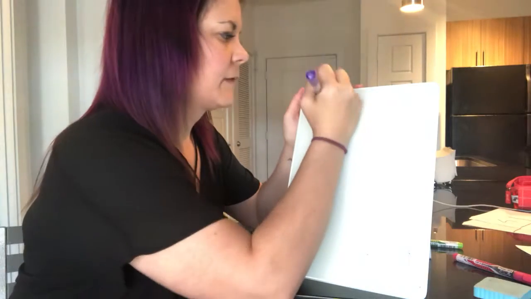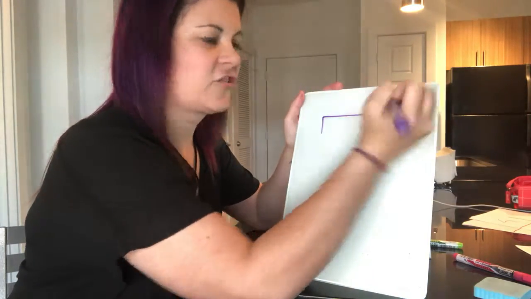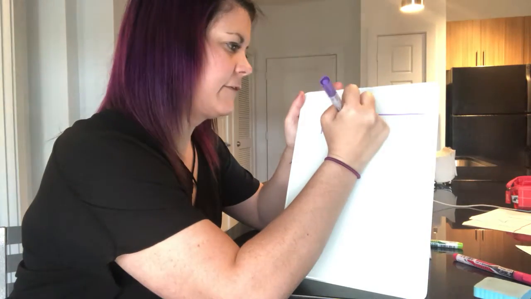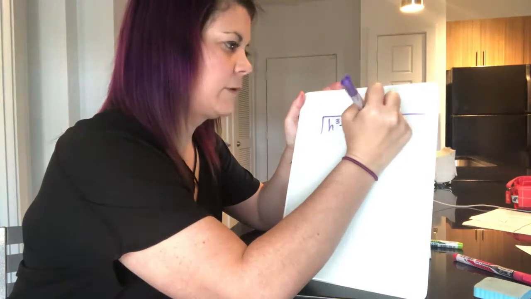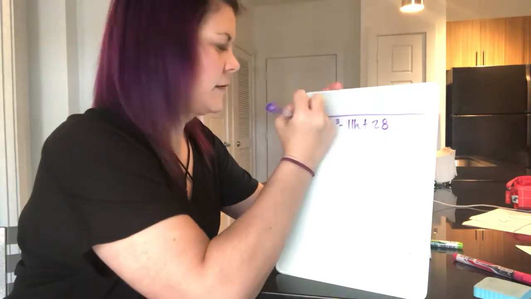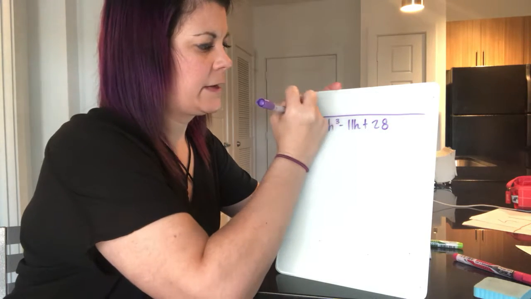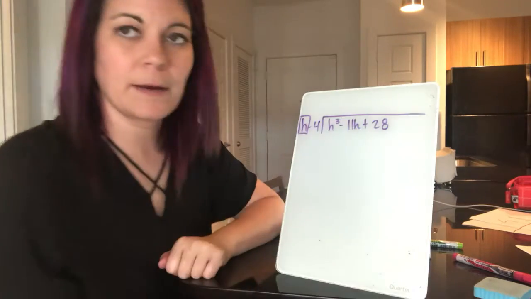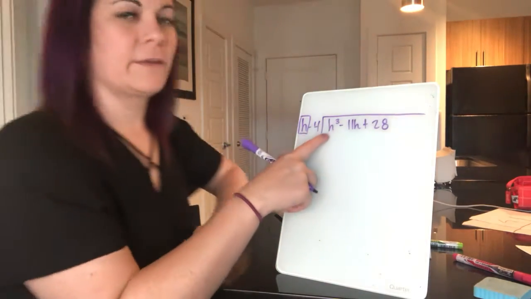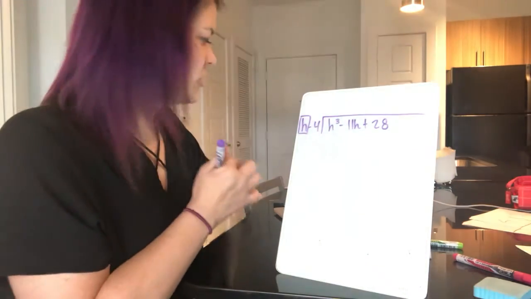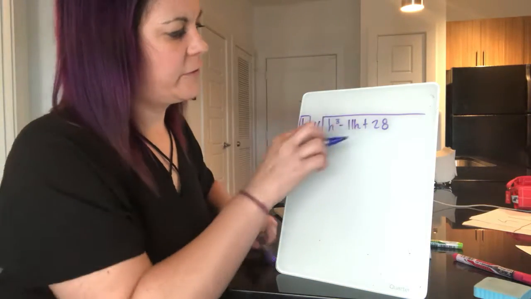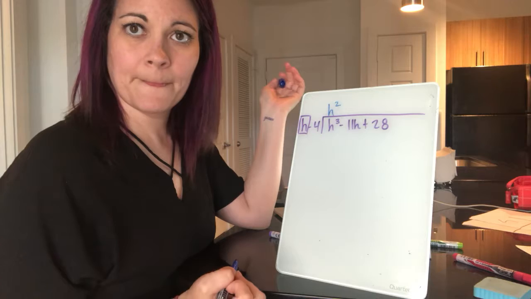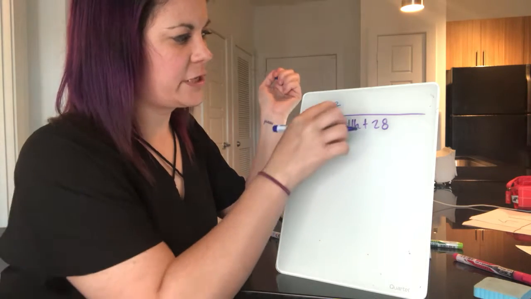One more. So I'm just going to start with the h's. So h cubed minus 11h plus 28. And then h minus 4. Again, this is what we're dividing each term by to figure out what goes up here. So you start with this term and you say h cubed divided by h is h squared.